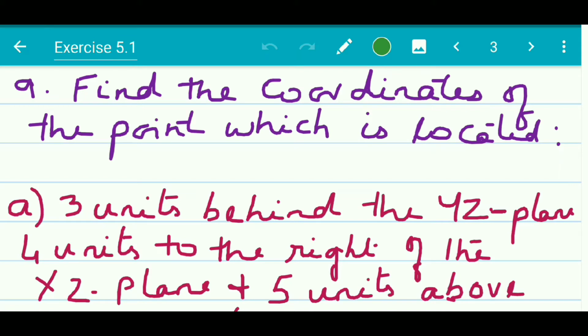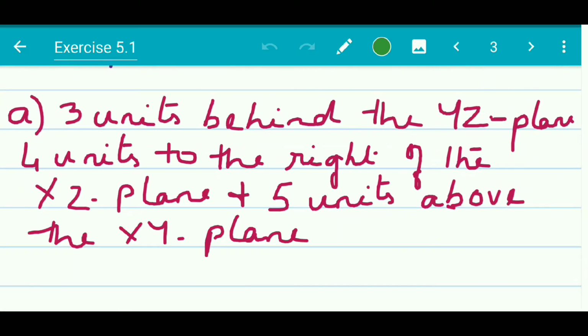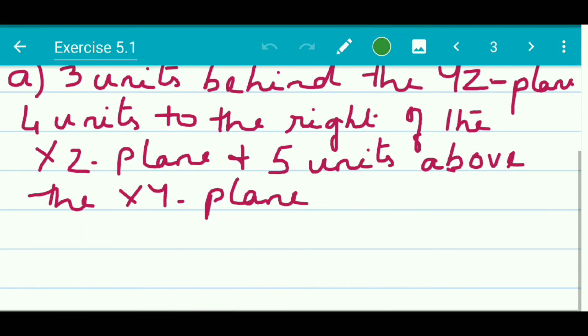Find the coordinates of the point which is located. Listen to the question properly. Find the coordinates of the point which is located 3 units behind the YZ plane, 4 units to the right of the XZ plane, and 5 units above the XY plane. So this is the question which is given. Now suppose the coordinates of the point are, say, x, y and z.